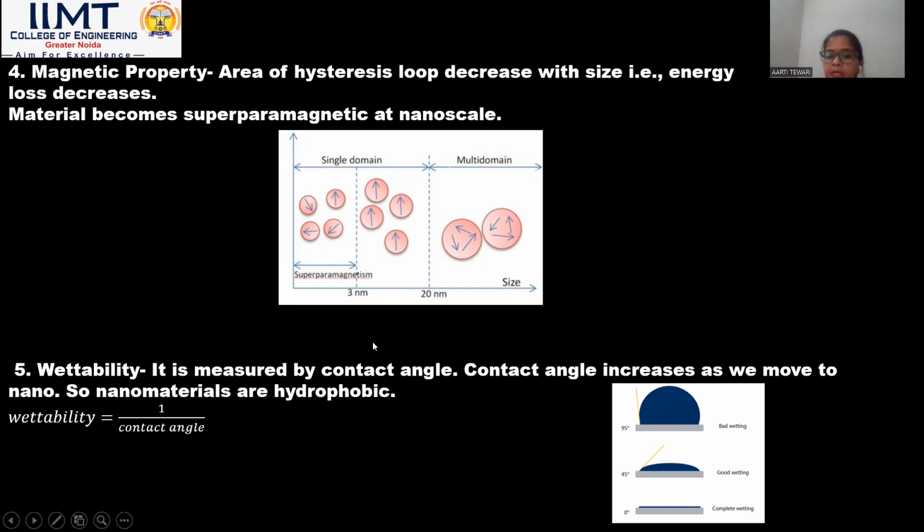And because the nanomaterials are hydrophobic, this property is used in so many different applications of nanomaterials and nanotechnology. There are fabrics, which will be discussed in later slides. But for the time being, fabrics are made from nanomaterials because of their hydrophobicity, and that is because the contact angle made by them is large, and hence the wettability is lesser.